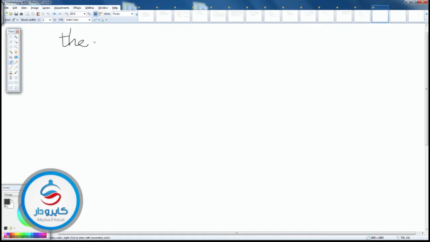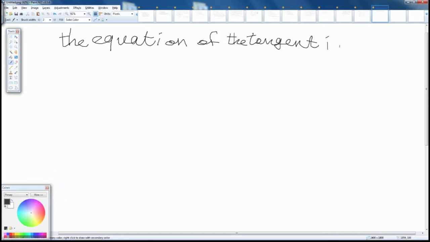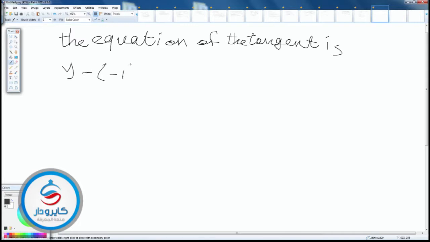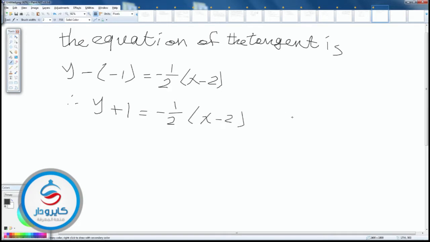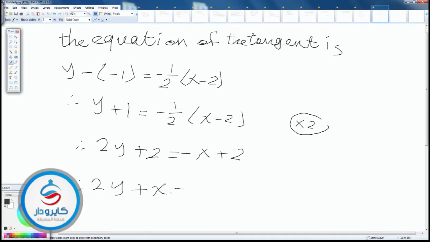The equation of the tangent is y minus negative 1 equals negative half by x minus 2, therefore y plus 1 equals negative half by x minus 2, by 2, therefore 2y plus 2 equals negative x plus 2, therefore the equation of the tangent is 2y plus x equals 0.